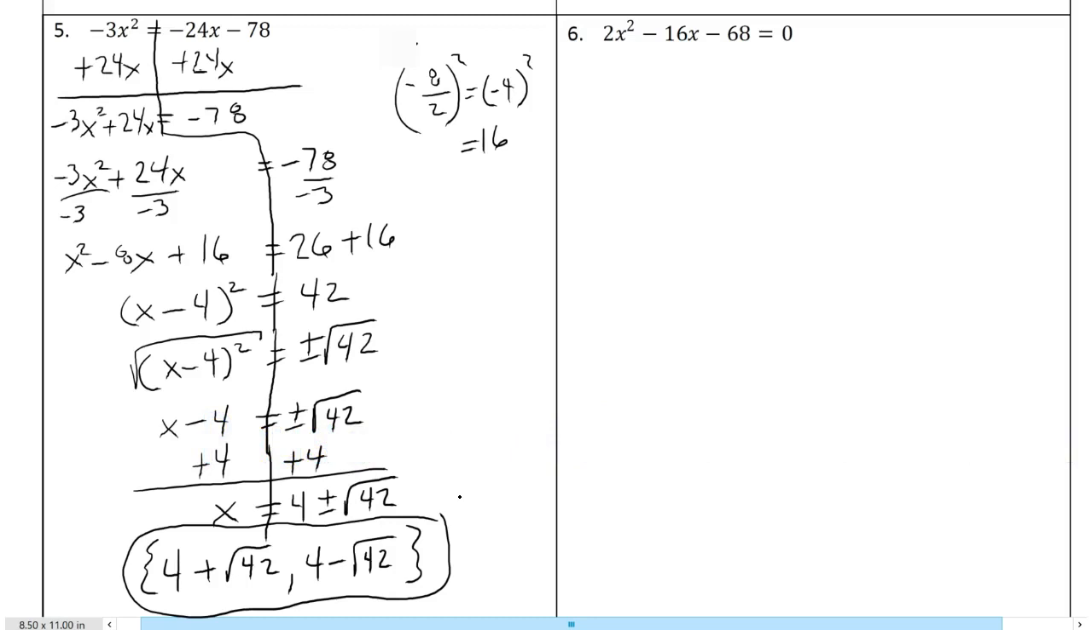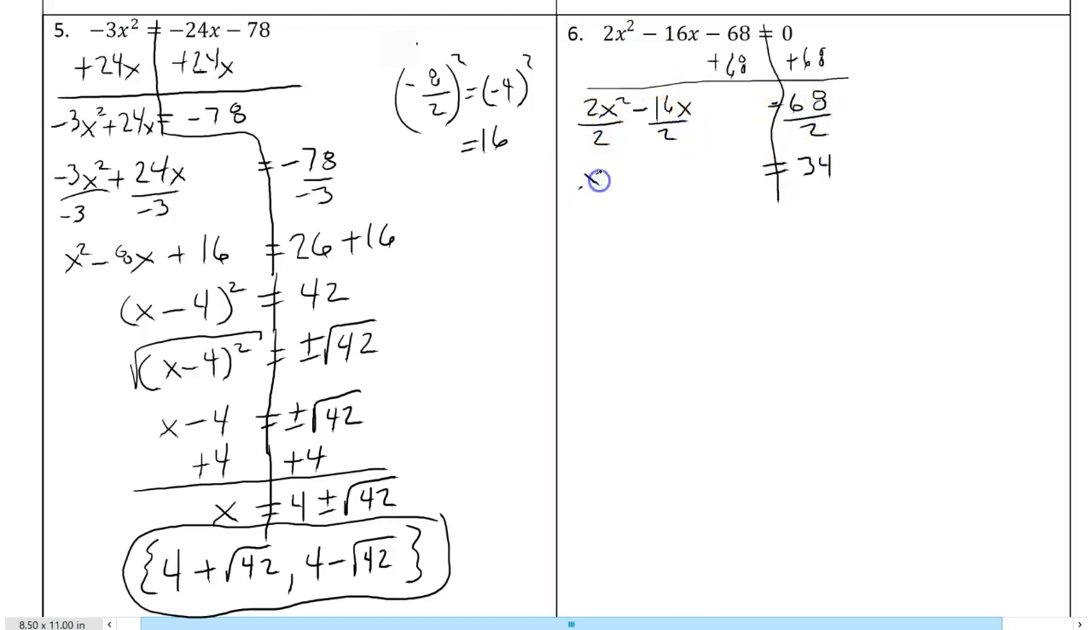Now that you have tried it, check your work. Add 68 to both sides of the equation. Since x squared has a coefficient, divide both sides by 2, leaving x squared minus 8x equals 34. Complete the square. Half of -8 is -4. -4 squared is 16. Add 16 to both sides of the equation.